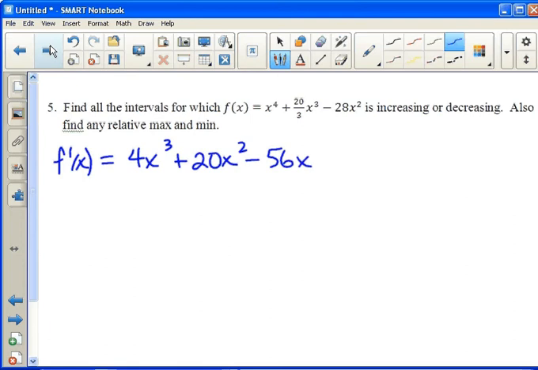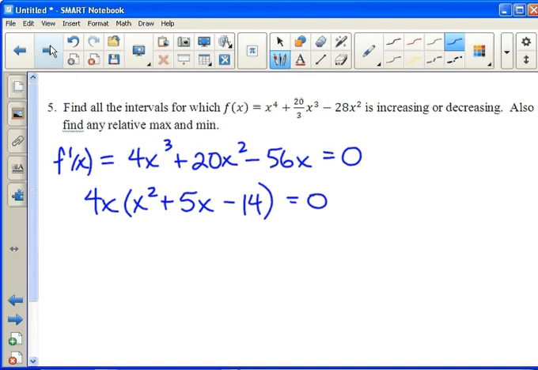Okay, now we need to see what all the pieces have in common so we can find the critical numbers by factoring. 4x appears to be in common, so we'll pull that out, leaving us with x squared plus 5x minus 14. So that'll factor to be 4x, x squared, x plus 7, x minus 2, and we get three critical numbers, 0, negative 7, and 2.